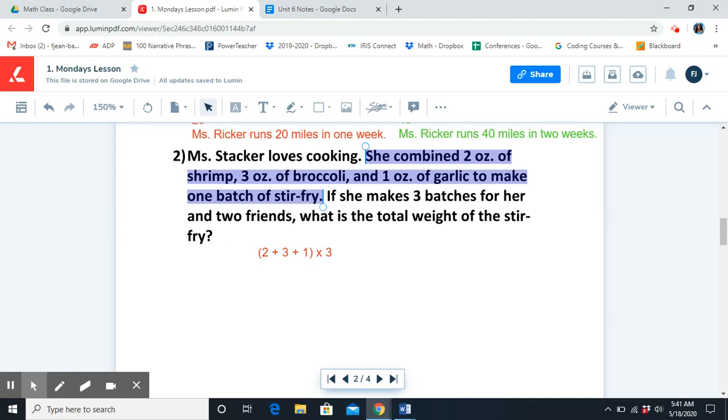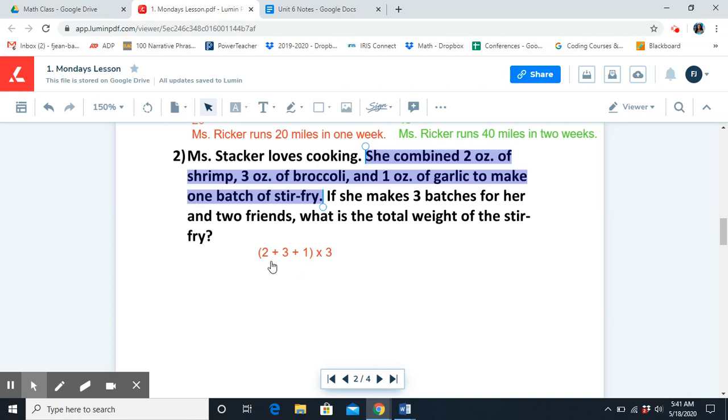So in order to create 1 batch of stir fry, Miss Stacker had to combine these 3 ingredients: shrimp, broccoli, and garlic. So we would have to add all of that together and then multiply it by 3 to represent the amount of batches that she made of the stir fry.